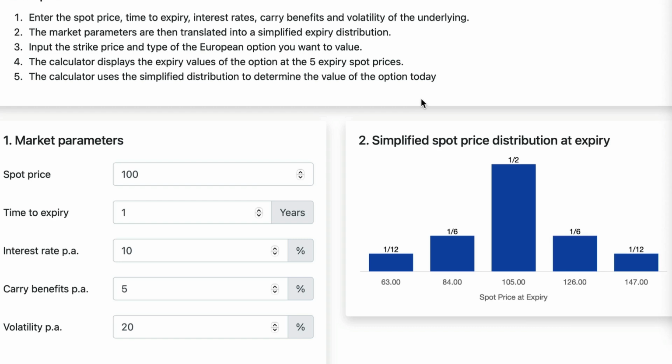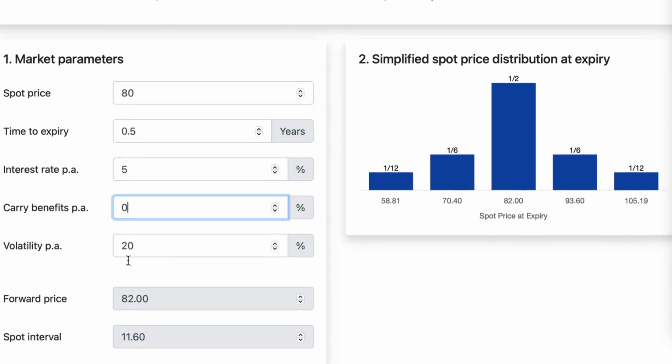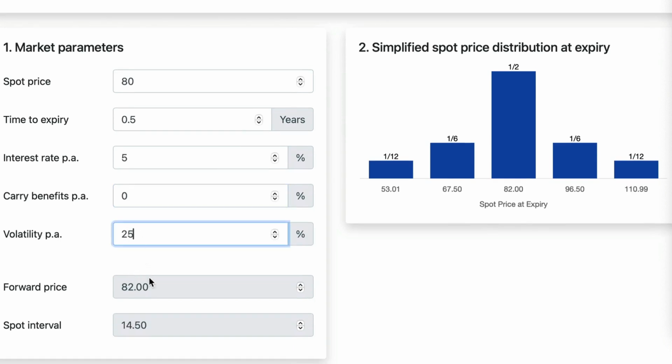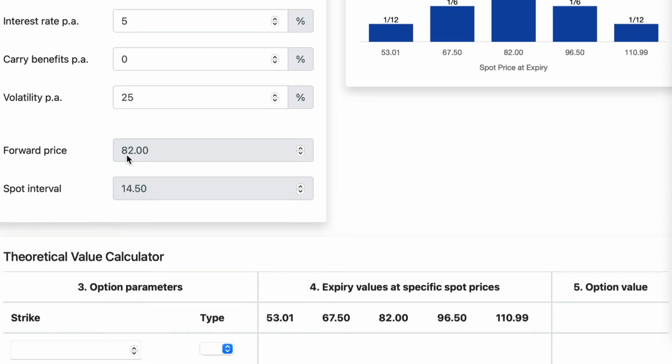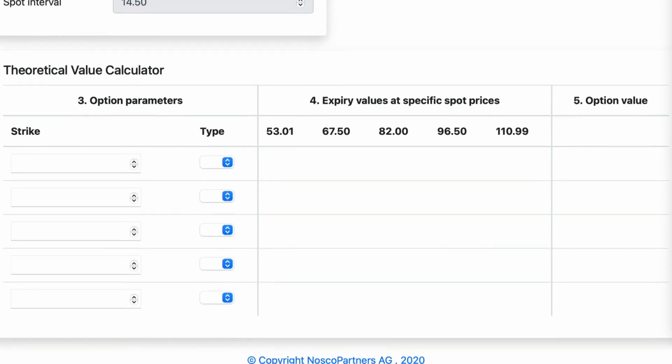If you open the 5-stick, let's briefly value the option we had. Remember, spot was 80, time to expiry was a half, interest rate was 5%, we had no dividend, volatility was 25%. That already tells me the forward price was 82, that's right. It tells me the spot interval, this difference between the prices, is 14.5. And now I can start to value my options.